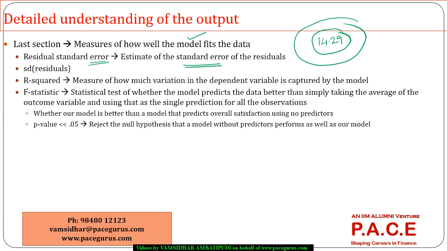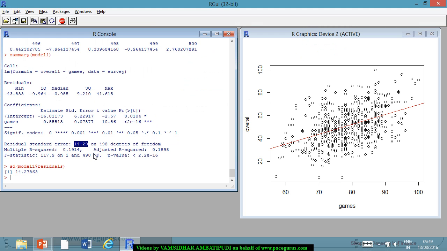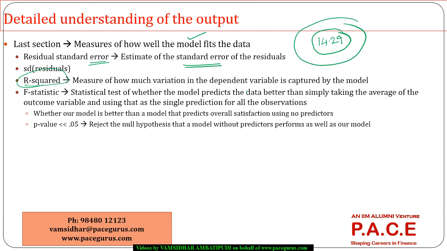Then the other input that we are looking at in this context is the R squared. Here the R squared is 19.14%, right? Which says, see how much variation in the dependent variable. Now this is my dependent variable, which is the overall satisfaction. The dependent variable is varying. The variation in the dependent variable is this much.